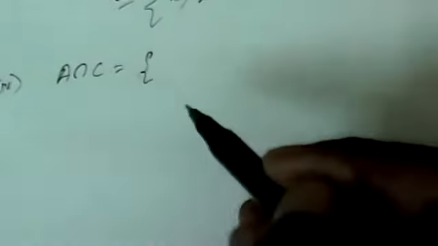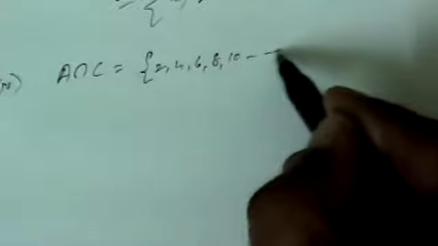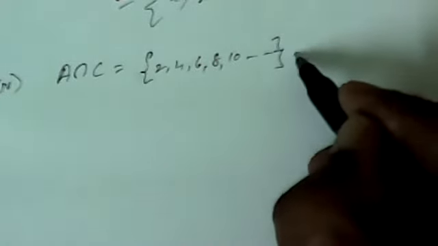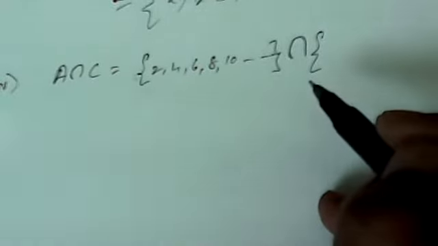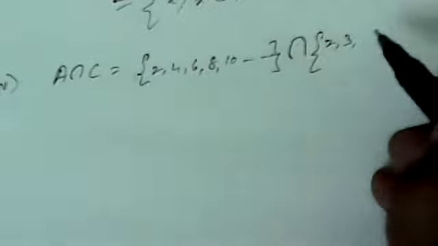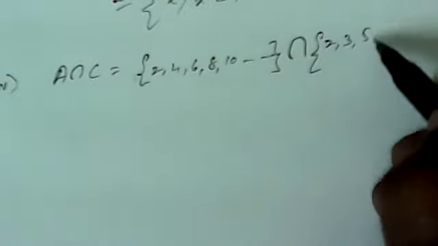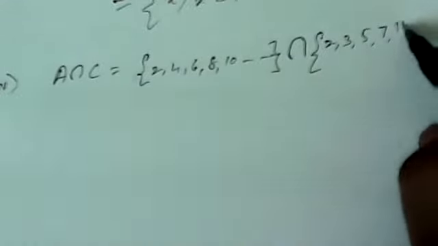The fourth bit is A intersection C. A is the set of all even numbers 2, 4, 6, 8, 10 and so on. Taking intersection with C, prime numbers 2, 3, 5, 7, 11 and so on.